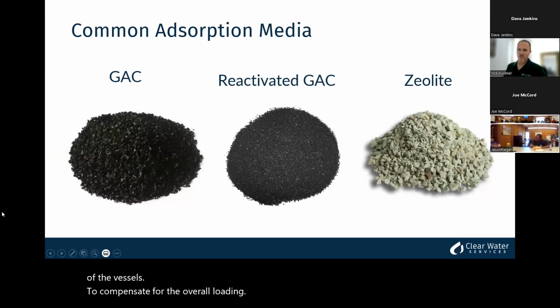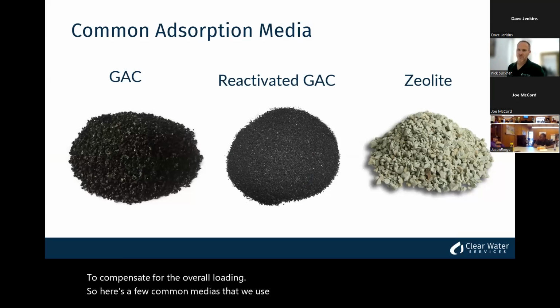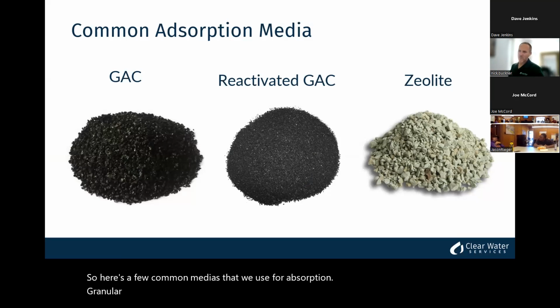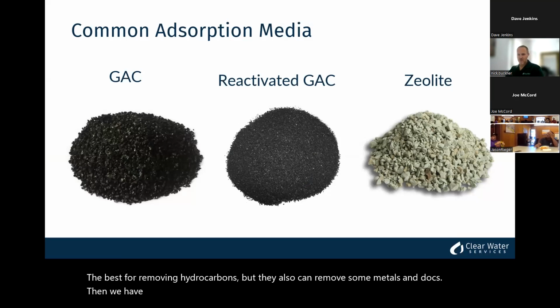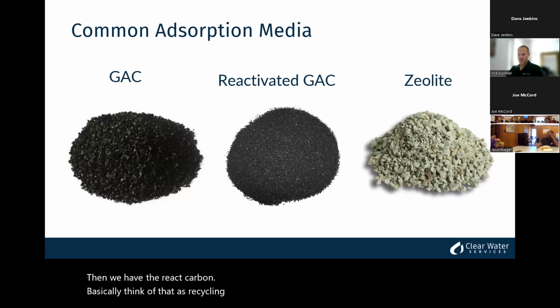So here's a few common medias that we use for adsorption. Granulated activated carbon, or GAC as we call it. It's usually derived from coconut shell. The best for removing hydrocarbons, but it also can remove some metals and VOCs. Then we have the react carbon. Basically think of that as recycling carbon that's already been used.